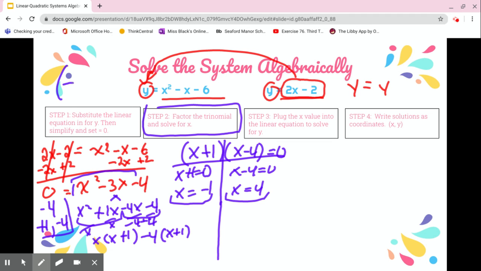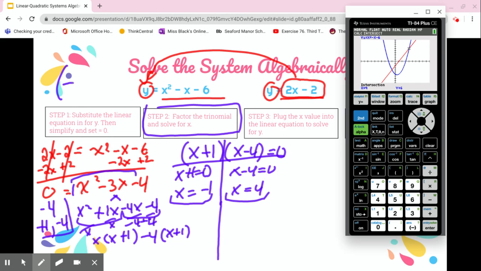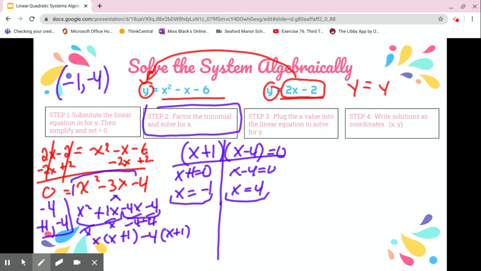When we did this in our calculator, we got, where's my calculator? We got the points of intersection as -1, -4, and 4, 6. So we know we need to get those other numbers. So your next step, step 3, is plug those values in for x into the equation and get your y value. So I'm going to use the easiest equation. It says plug it into the linear one. You could plug into whichever one you want. I'm going to use the linear because it's easier to use. So I'm going to use 2x minus 2.